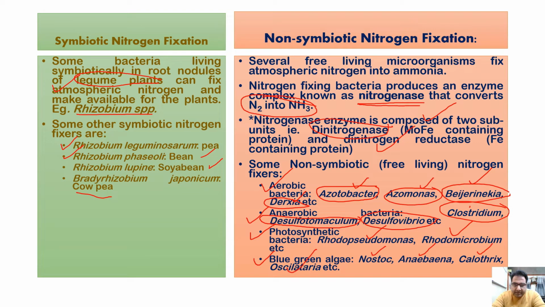Oscillatoria, etc. Many times questions regarding these are asked in the examination: which of the following is an anaerobic bacterium, which is aerobic, which is photosynthetic, which is blue-green algae, which is a symbiotic nitrogen fixer, and which is a non-symbiotic nitrogen fixer. So you have to keep these names in mind.